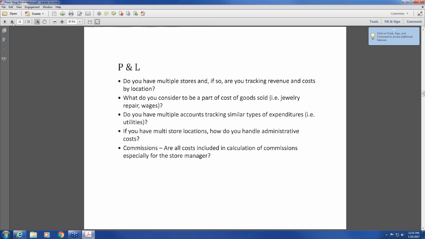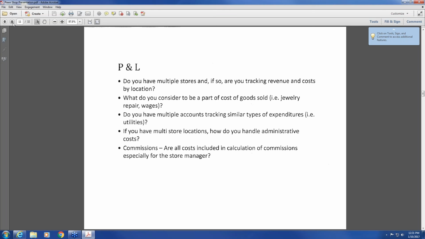Multiple store locations. Are we tracking things by store within our accounting system? Because if you want to go back and be able to really truly see what a store's doing, I've got to track those revenues and those costs by store and able to figure that out. So do you have your accounting program set up where you can do that?